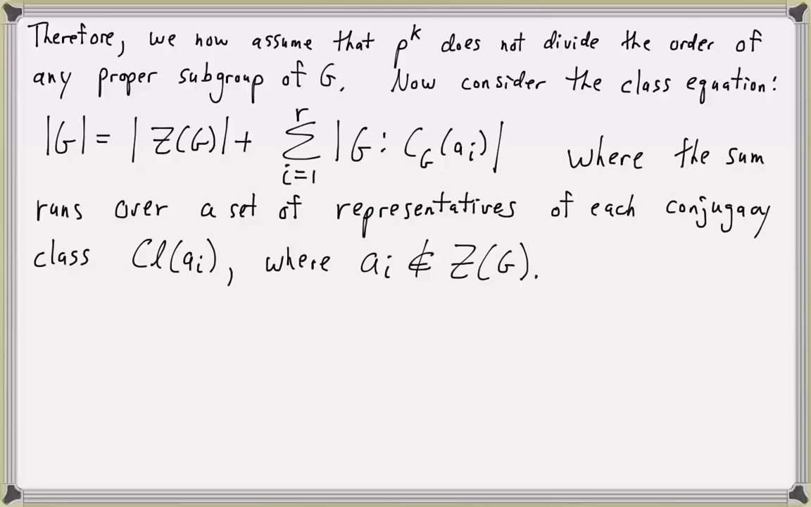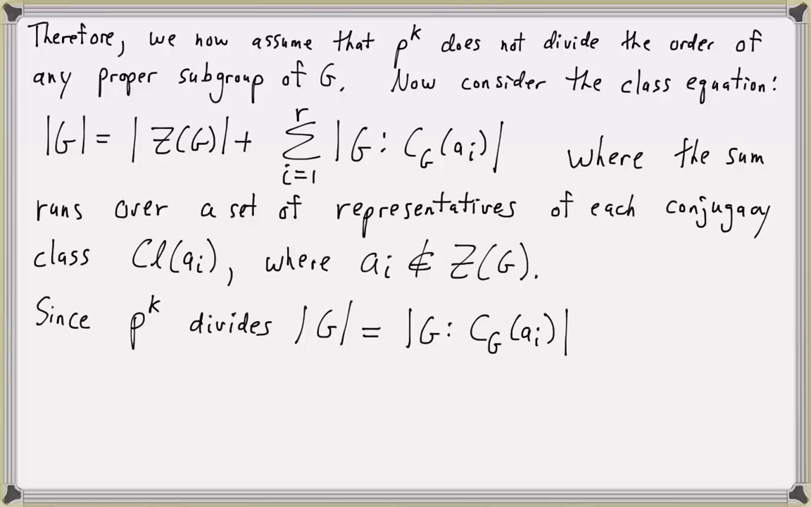So we're assuming that p to the k divides the order of the group G. Since p to the k divides the order of G, I can write the order of G as the index of the centralizer of any one of the a_i times the order of the centralizer of a_i. And the point is that p to the k divides the order of G, but recall that we're assuming that p to the k does not divide the order of any proper subgroup, so p to the k cannot divide the order of the centralizer of a_i.